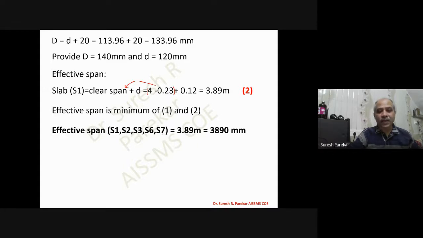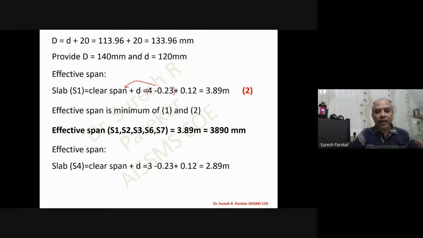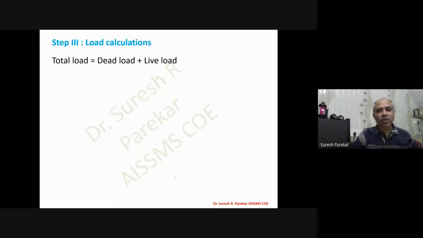Now we will go with the second, that is S4 and S5. So now we have clear span, again this 3 minus 0.23. This is my clear span. And then we have effective depth in this, that is 0.12, which gives me effective span for S4 and S5, 2.89 meters.